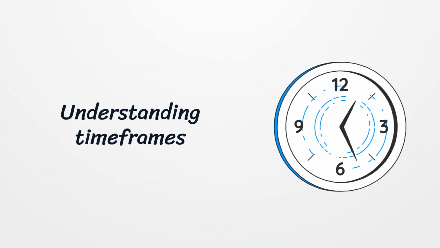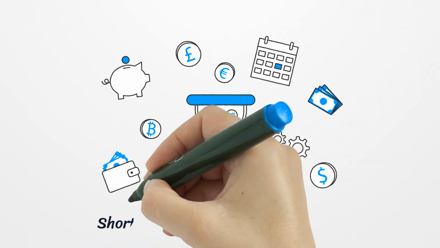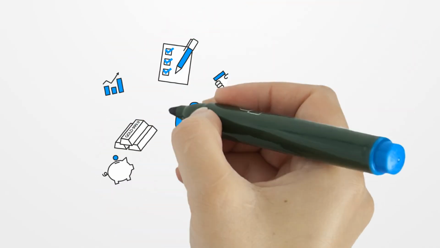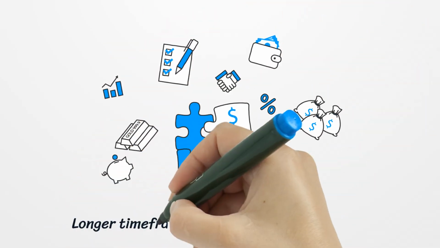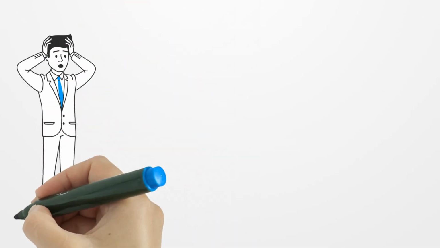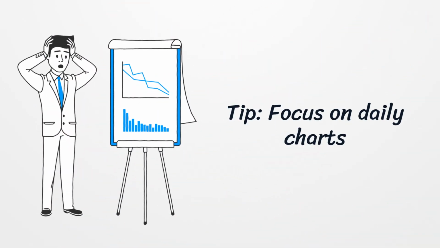Next, let's talk about time frames. You can look at charts by the minute, hour, day, week, and each candle will represent that time frame. Use shorter time frames like 1 minute or 5 minute if you're day trading. Use longer time frames like weekly or monthly if you're investing long term. Tip: beginners should focus on the daily chart. It gives a good overview without the noise.